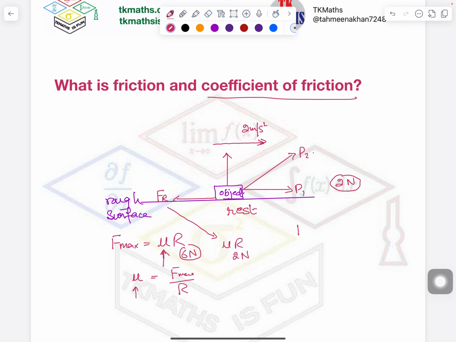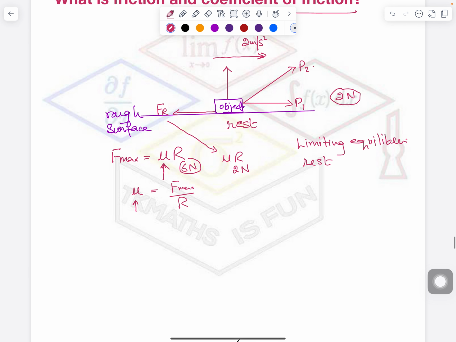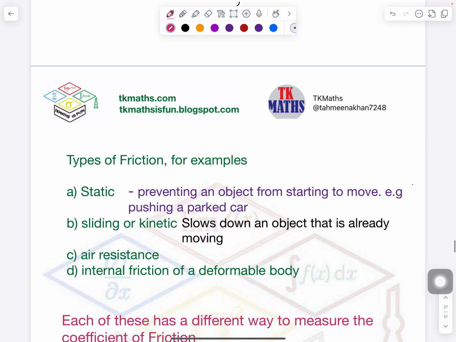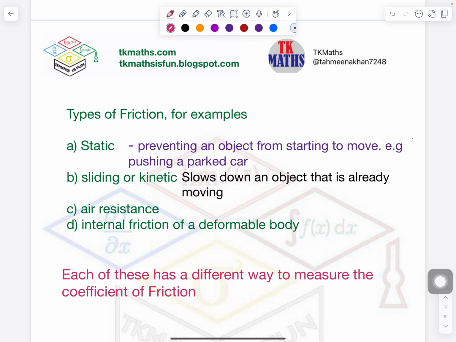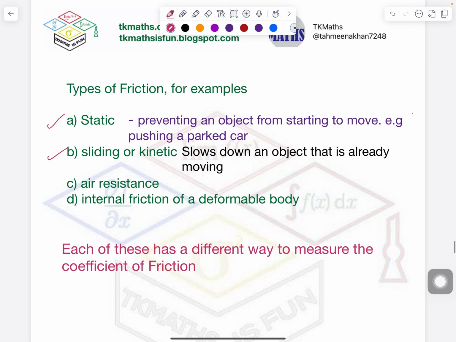And there is another thing which is called limiting equilibrium. Limiting equilibrium means when the applied forces on the object are equal to the maximum frictional force. In that situation also, the object will be at rest. So now let's start. One more thing just for your information: friction forces are of different types. For example, I have written here static, sliding, kinetic, resistance, internal friction, and there are different ways to measure the coefficient of friction for these. Our focus is on these two in our cases.